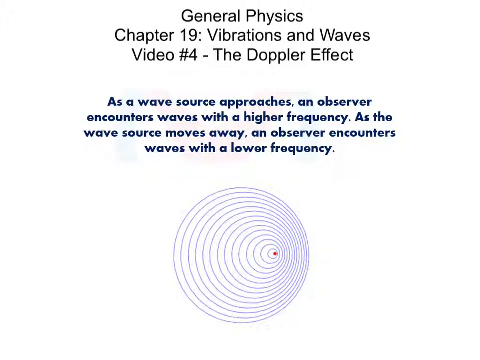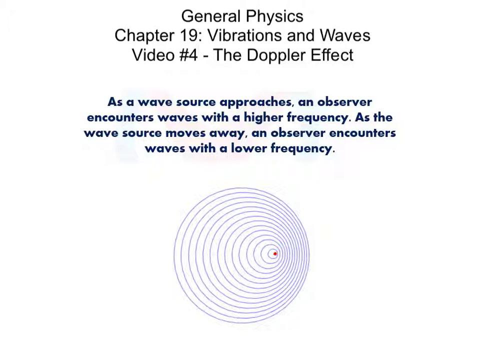Well, here we are with the final video for Chapter 19. This is video 4, the Doppler Effect. The primary thing we want to get out of this is an understanding that as a wave source approaches, an observer will encounter waves with higher frequency, and as a wave source moves away, an observer encounters waves with a lower frequency. And we want to be able to understand that and the effects of that.